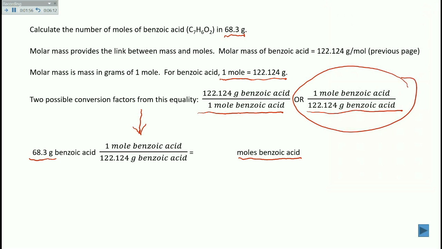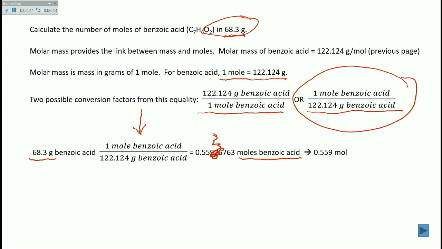That's what my calculator gives me. And there's even more digits beyond that. But again, I start out with only 3 significant figures of information in my input, which means I need to round my output to that same number of sig figs. I need to cut off here. And after I do that, I round to 0.559 moles.